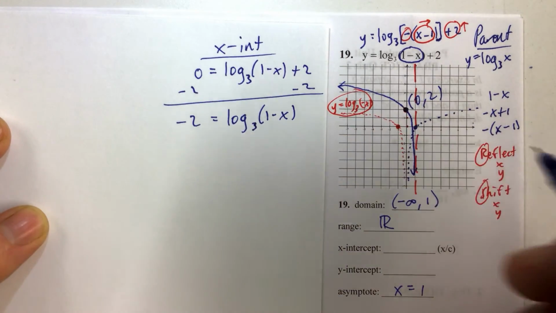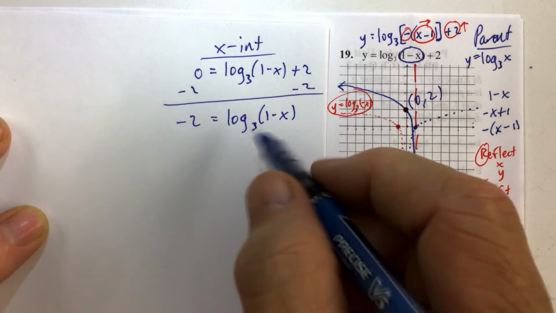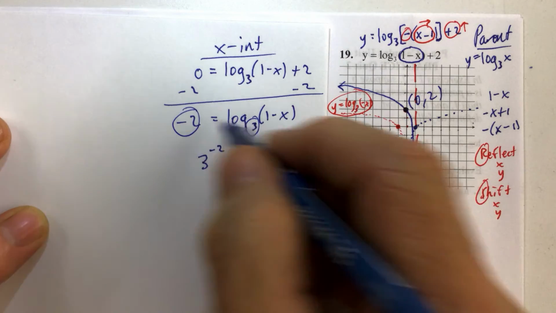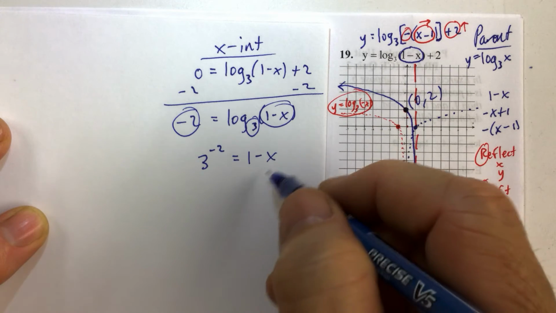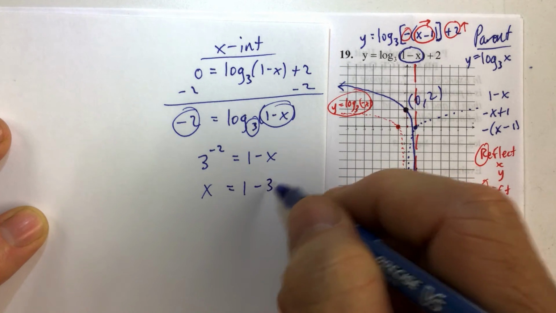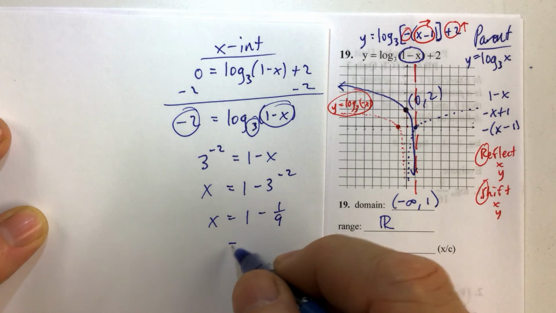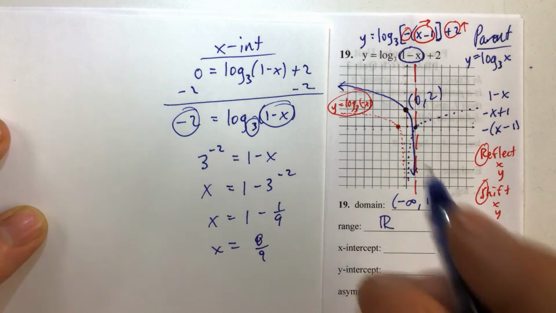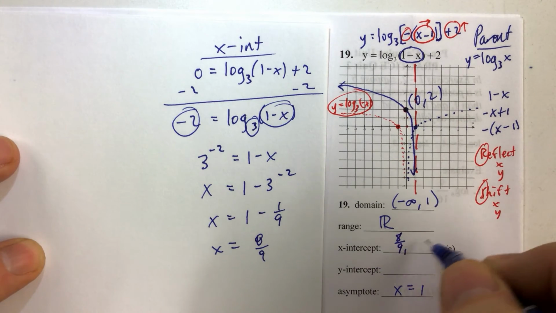Again, remember the Punnett square. We have a log equation with the log by itself on one side and no log on the other side, so all we have to do is rewrite it using exponents. 3 to the negative 2 is equal to the argument, and we have to solve for x. So we add x to both sides and subtract 3 to the negative 2 from both sides. We can write that as 1 over 9, and 1 minus 1/9 is 9/9 minus 1/9, which is 8/9. That's about as clean as you can write it. So the x-intercept is 8/9, comma 0.